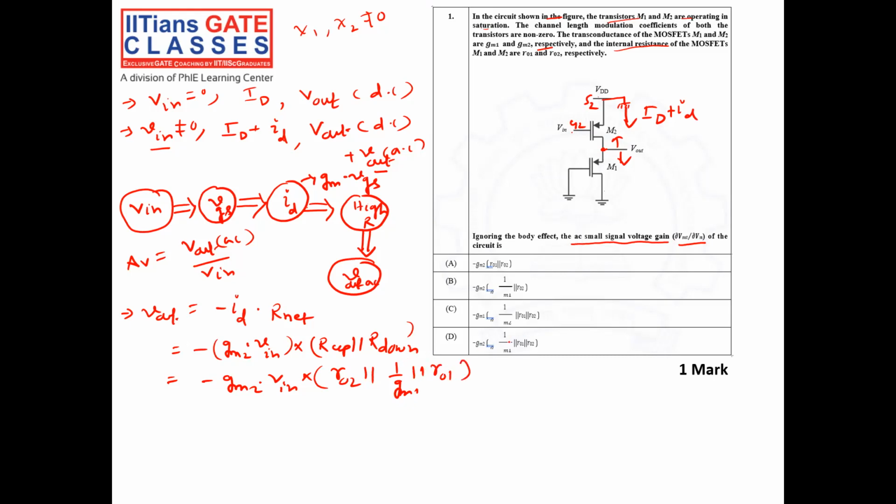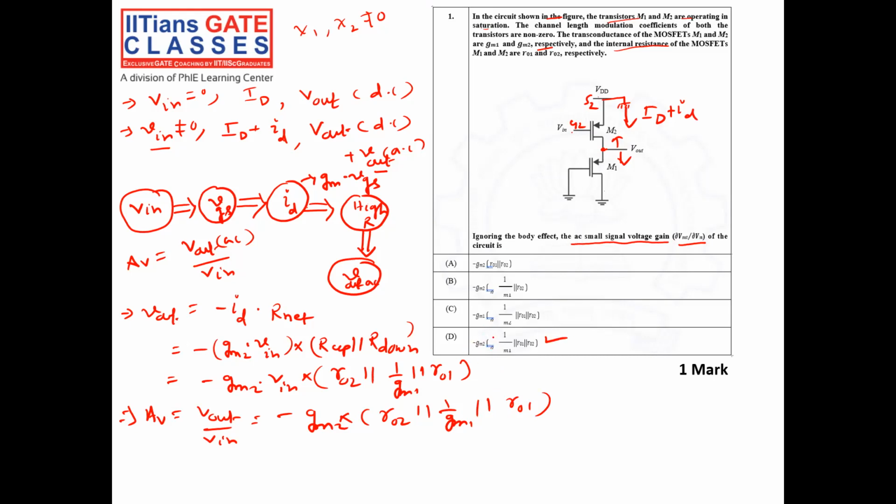Suppose somebody has practiced a lot, he could have easily known by now that the resistance looking into the source is 1 by GM1 parallel to R01. So now simplest, my voltage gain AV is equal to V out by V in is equal to minus GM2 into R02 parallel to 1 by GM1 parallel to R01. So if you see, option D is the right answer.